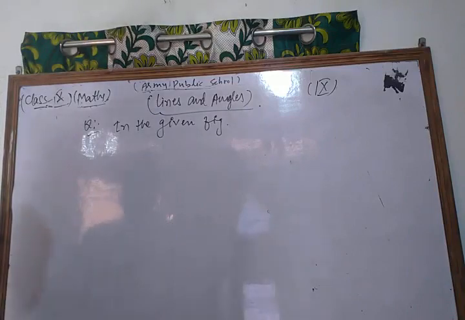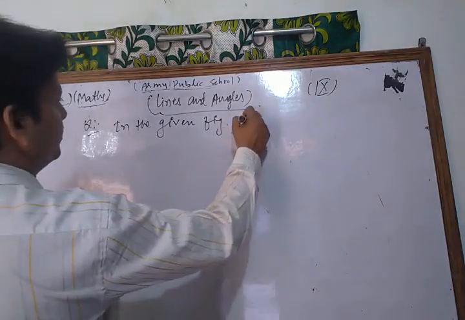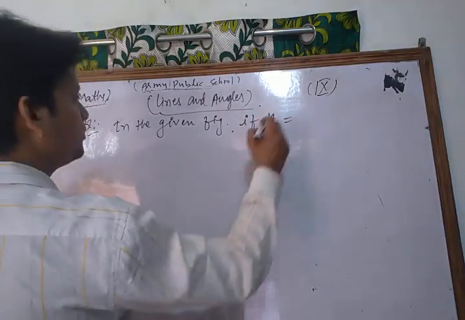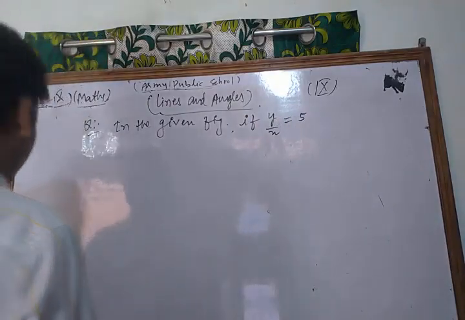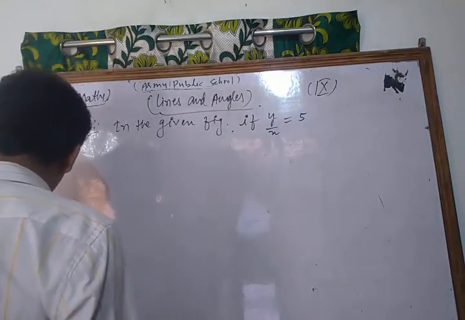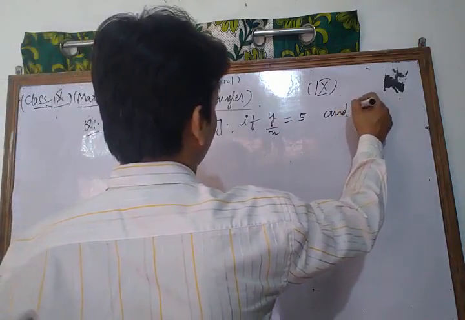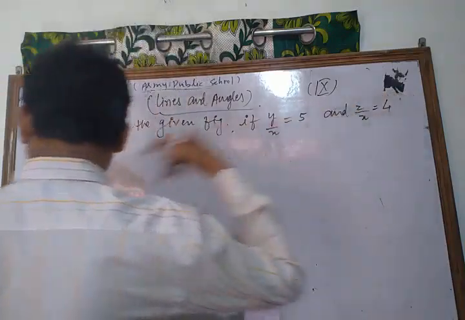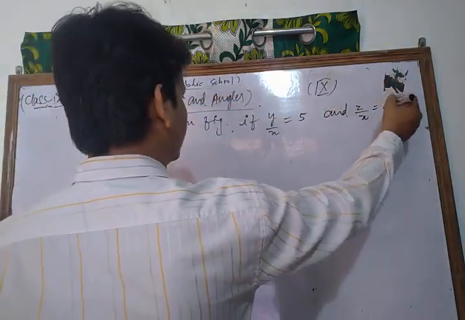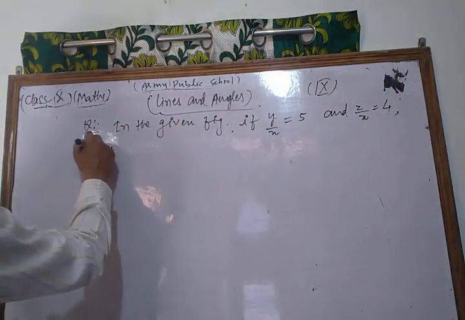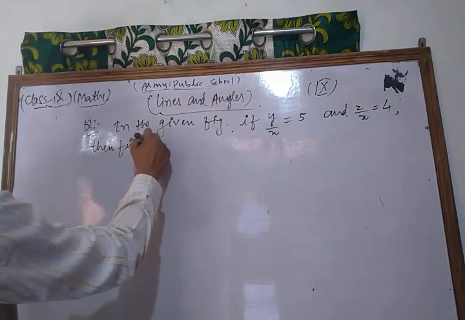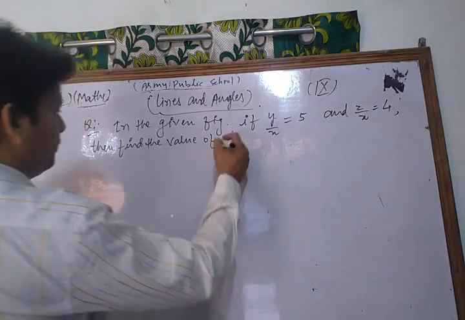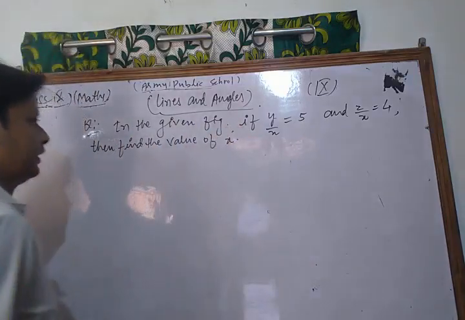In the given figure, if y upon x is equal to 5 and z upon x is equal to 4, then find the value of x. Okay, this is your question here.